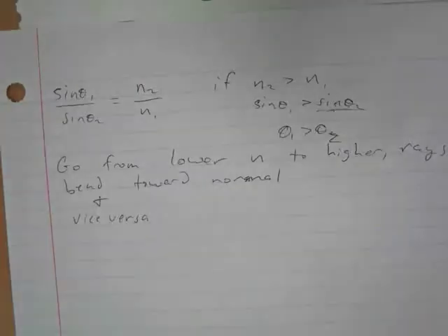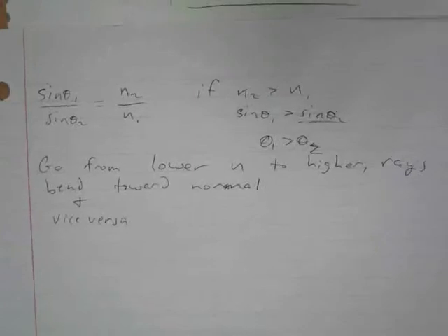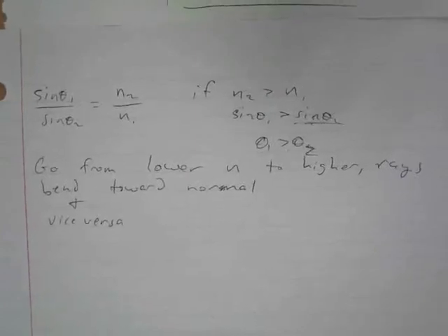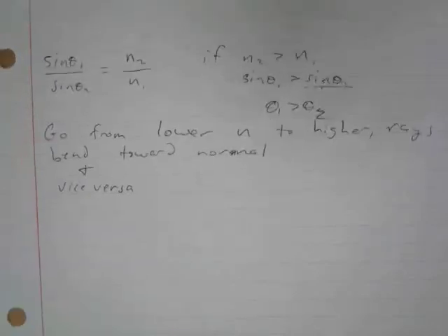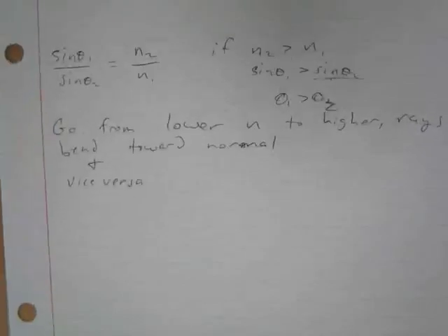Okay. So if we go from a lower index of refraction to higher, the light rays will bend toward the normal. If we go from a higher index of refraction to lower, the light rays will bend away from the normal. Right? Let's take a look at a particular example that'll help us work out some stuff related to refraction.